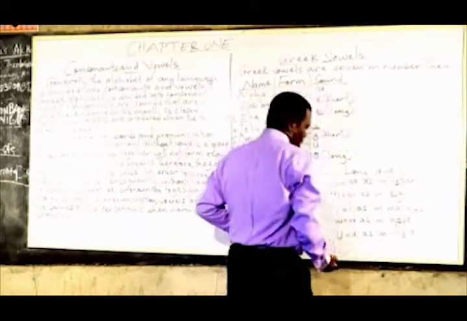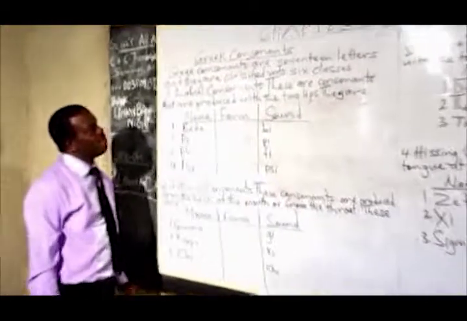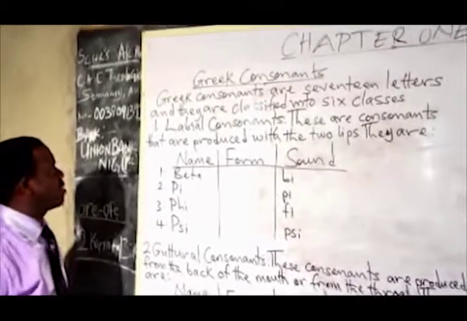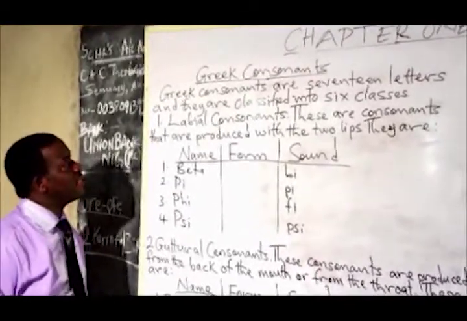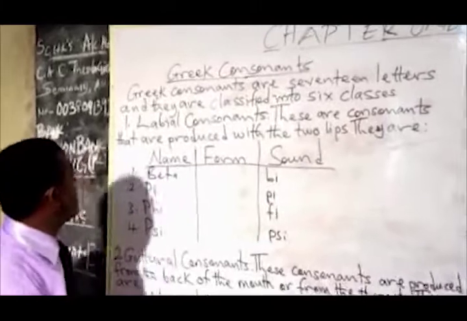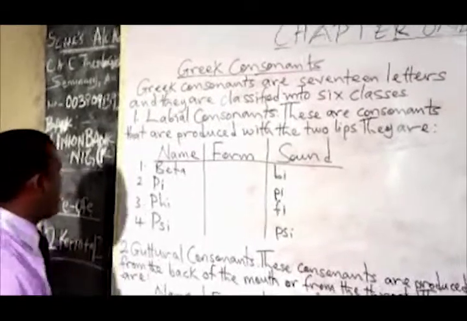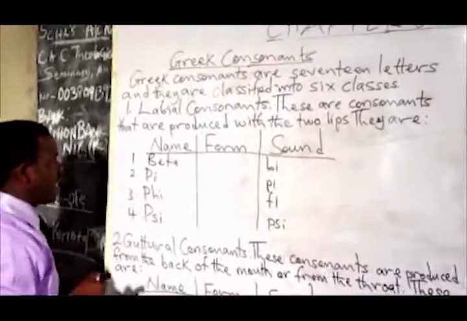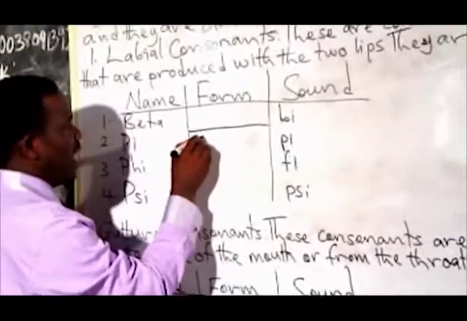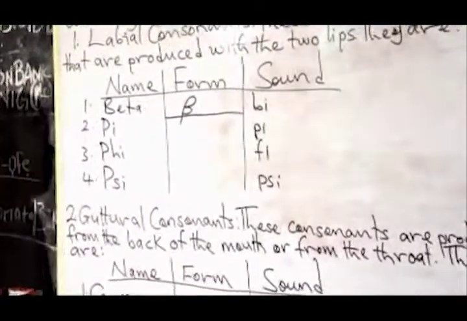Flute, very, very long. Greek consonants. Greek consonants are 17 letters, and they are classified into 6 classes. The first one is labial consonants. Labial consonants are consonants that are produced with the two lips. The first one is beta. And this is how to write beta again. Start below the line and turn it. Beta sounds as B.